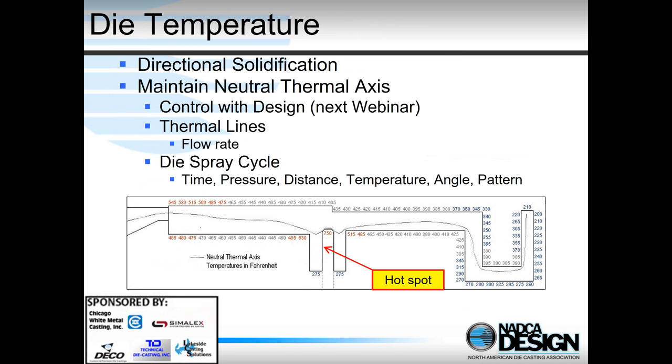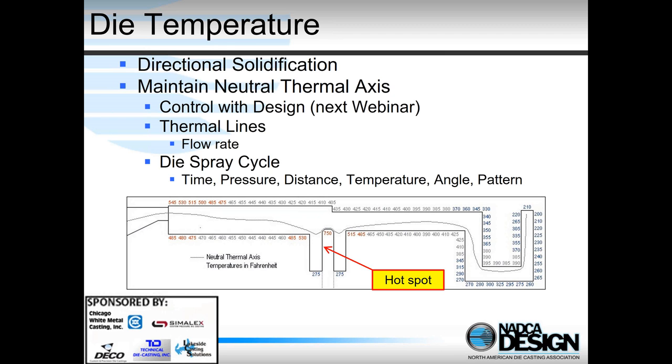Now, the temperature of the die is also an important process parameter. This shows a filling of a casting. We're filling it from the left-hand side here. Here's the gate of the casting, and we're filling it from left to right. Then as it solidifies, we want to generate directional solidification. We want the right-hand side of the casting to solidify first, and then we want the solid-liquid front to move back from right to left, back towards the gate.